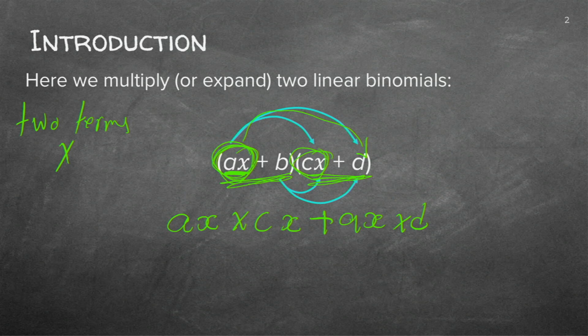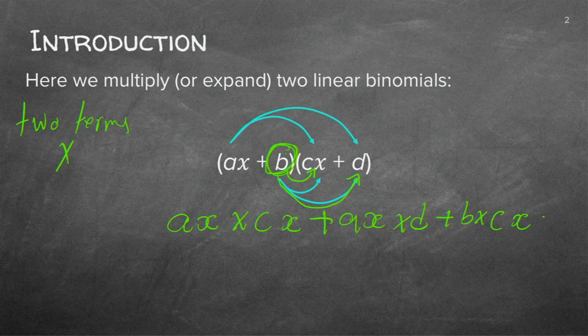And then you also have to do the same thing again for the second part. Let me just clear it for you so that you can see properly. Now on the second part, you look at the second value. The second value in the first binomial is b, and you have to multiply it by cx. So you multiply b by cx, and then the last part, you multiply b by d. So that is how you simplify your binomials.